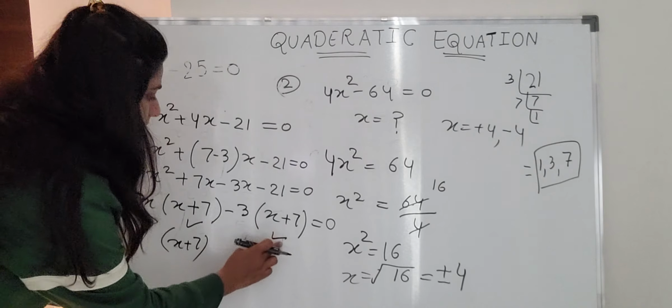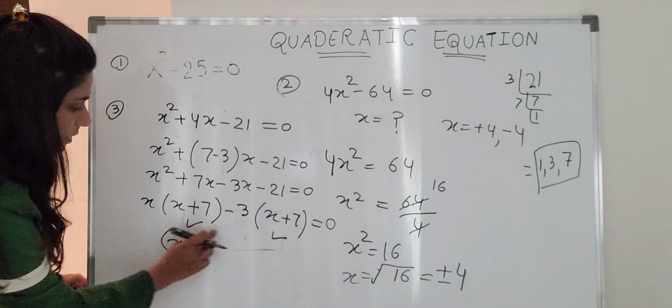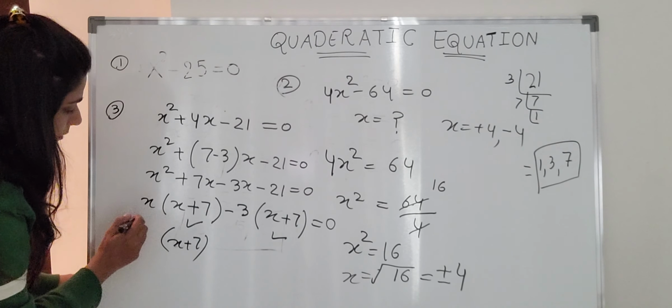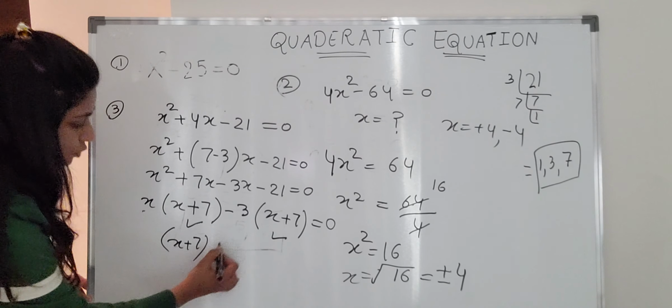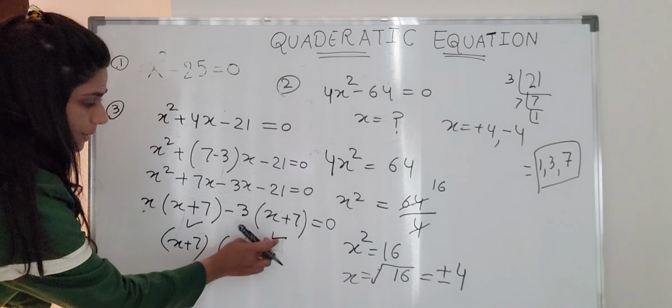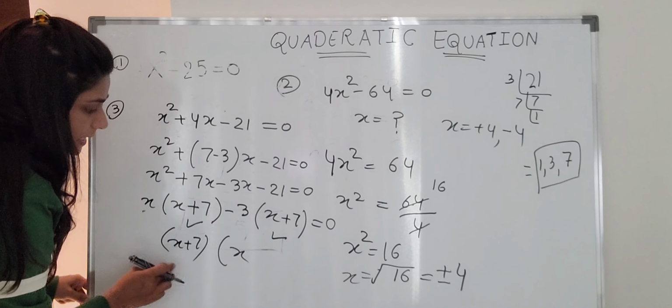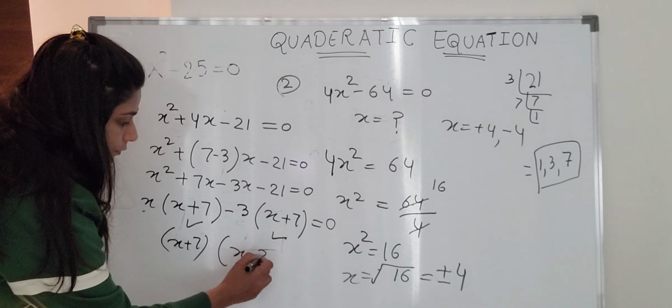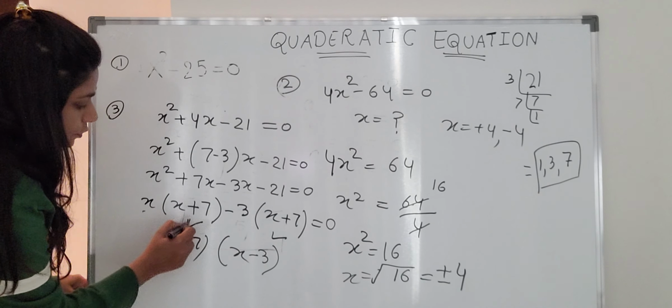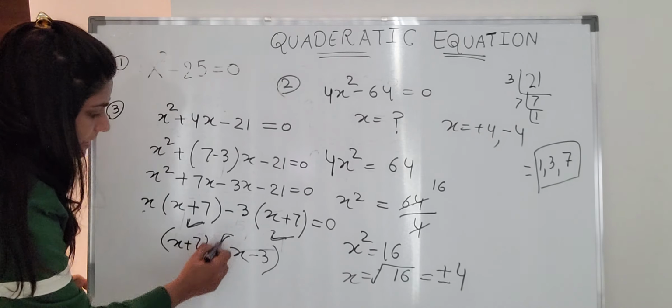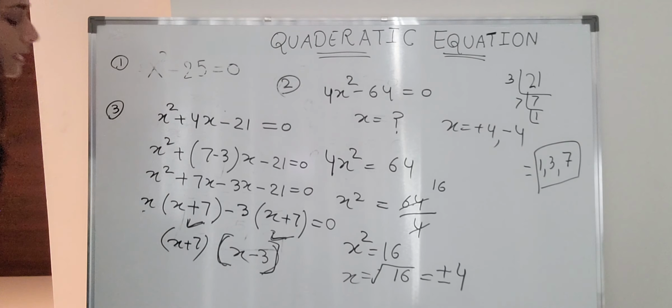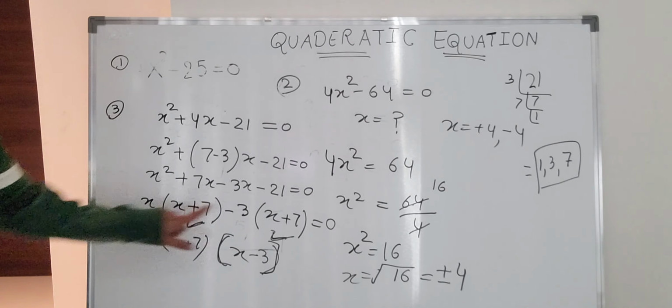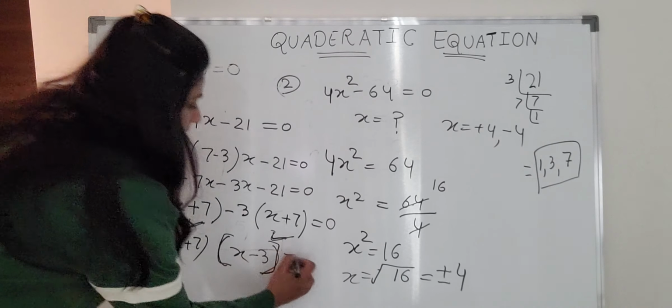Correct? From here we took x plus 7, only this x is left, so we write this x. From here also we took x plus 7 outside, so inside minus 3 is left. Got it? We took this x plus 7 outside, inside x minus 3, and only from here x and from here minus 3 left, which equals 0.